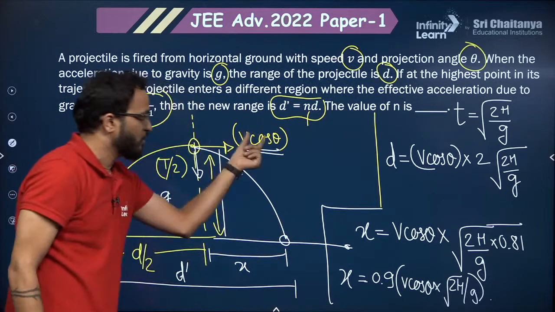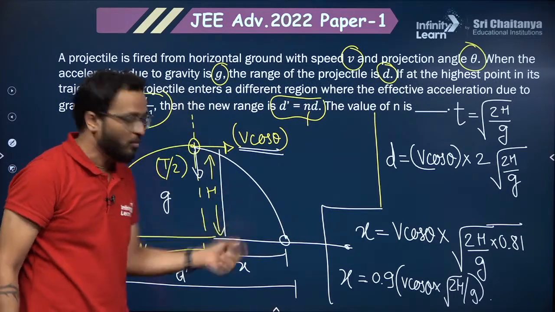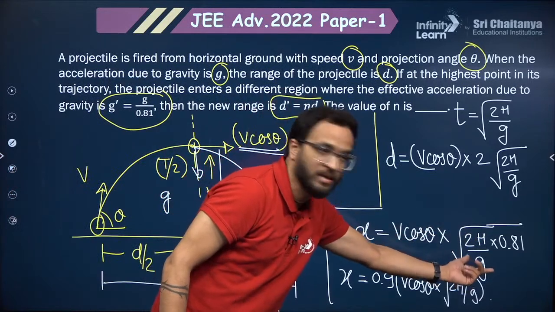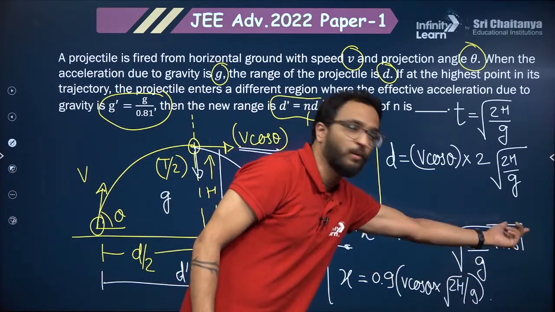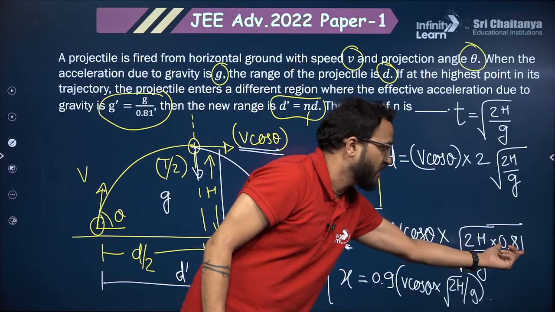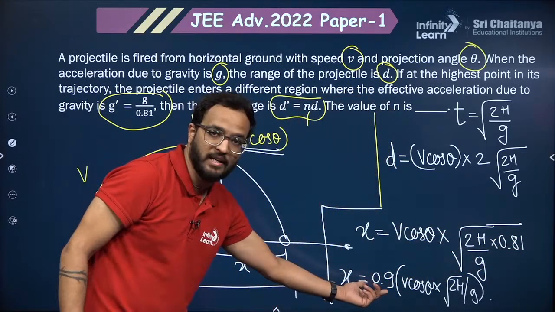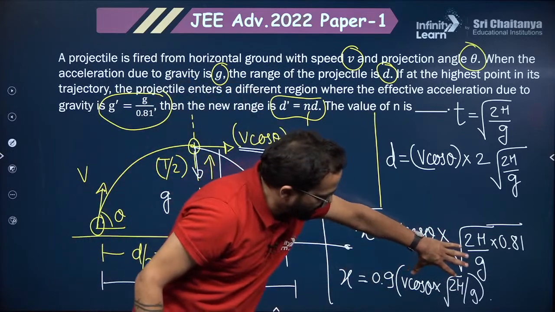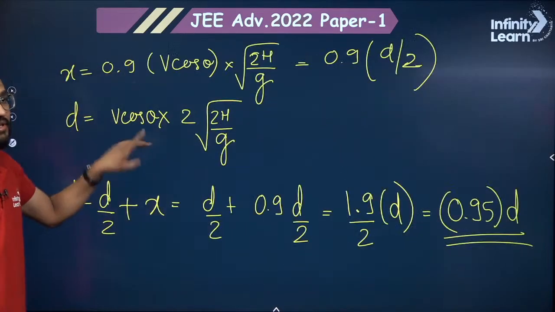So it will be what? V cos theta multiplied by the time only to come down. But this time to come down will be root of 2h by g dash. And what is g dash? It is g upon 0.81. So from there we get this factor here, and under root 0.81 will be 0.9. So x is 0.9 v cos theta into root over 2h by g. And this particular thing is d by 2. Here I have mentioned. Okay.